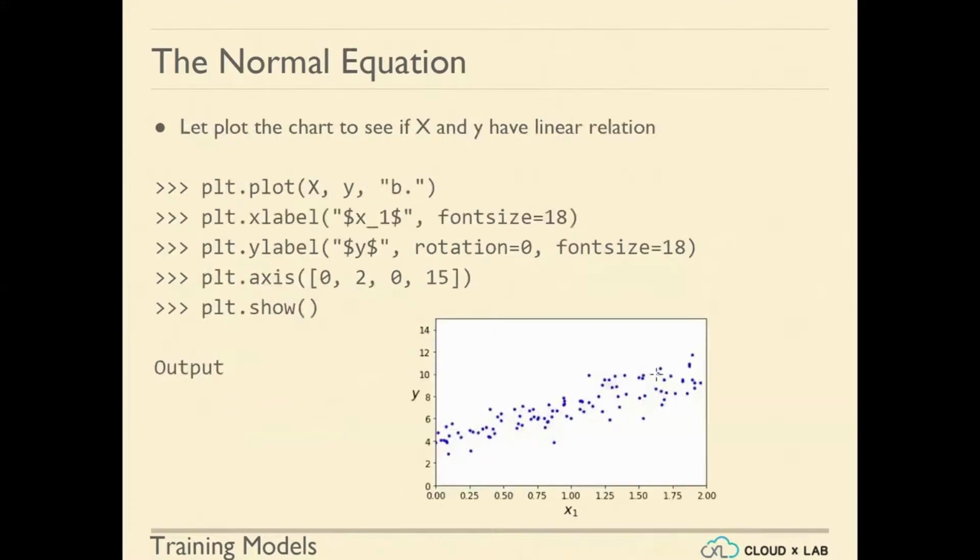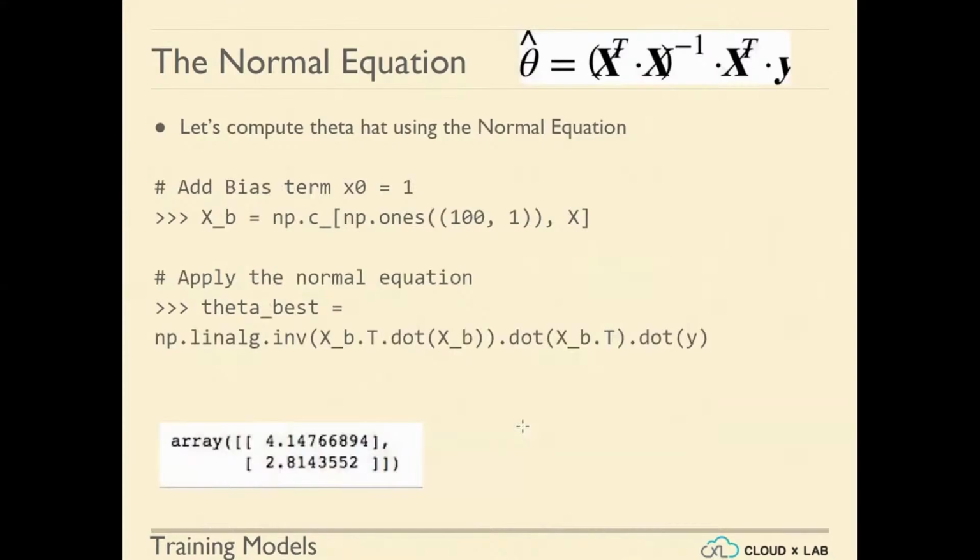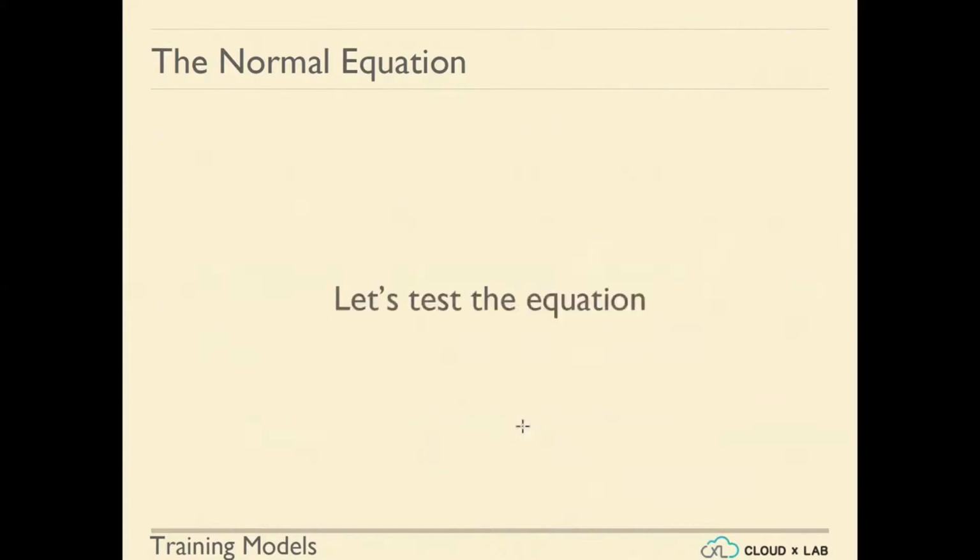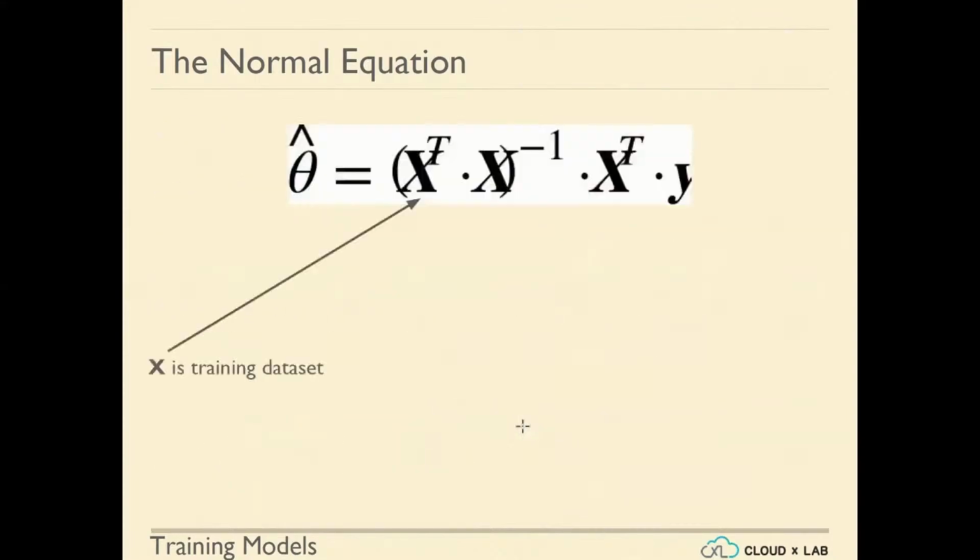So how many points do we have here? 100, right? And this input-output relationship is linear, so we can learn a linear model to capture this linear input-output relationship, right? Okay. Now we will use this formula, right?